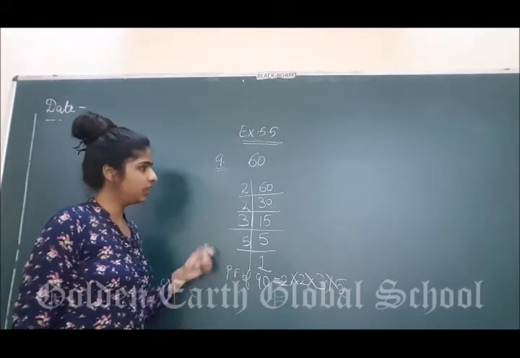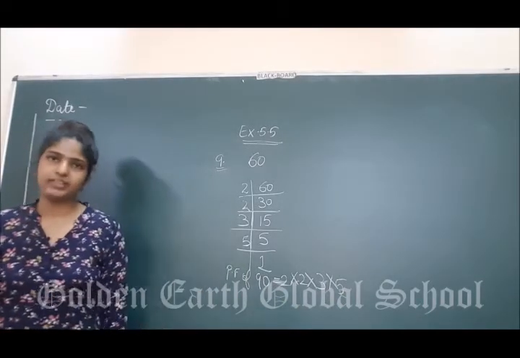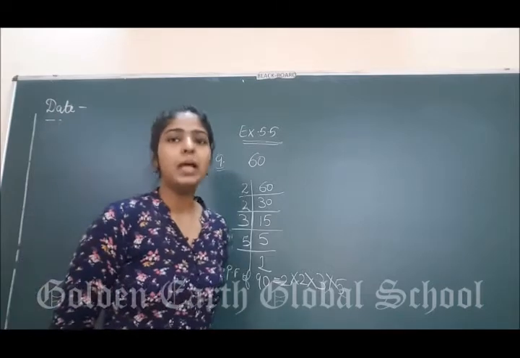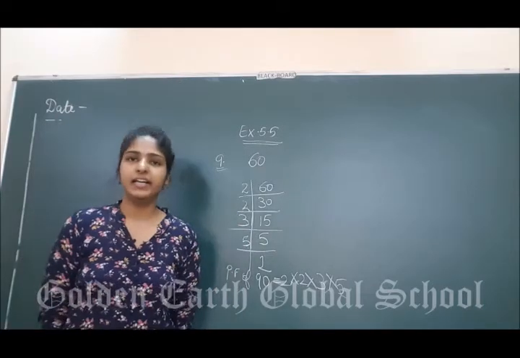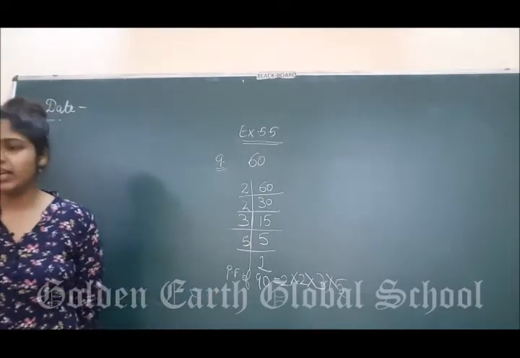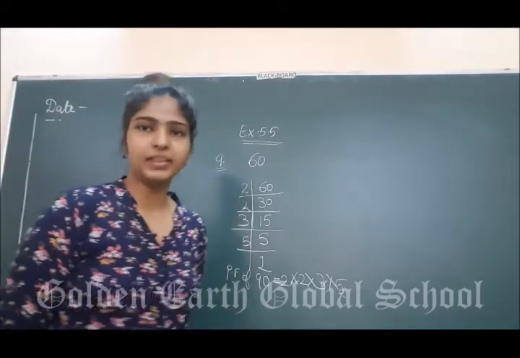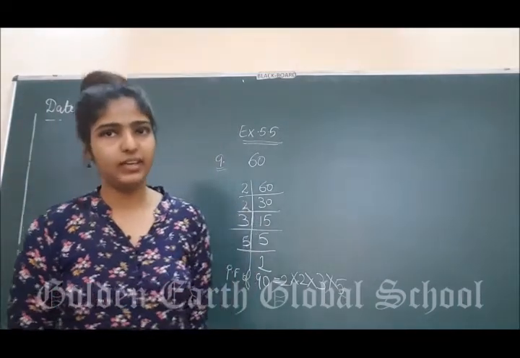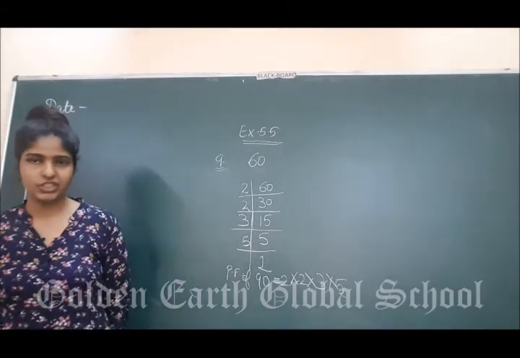Clear everyone? So these are the two methods by which we can find the prime factorization of any given number. One method is the factor tree method and the second method is the division method. Clear? Hope the concept of prime factorization is clear.